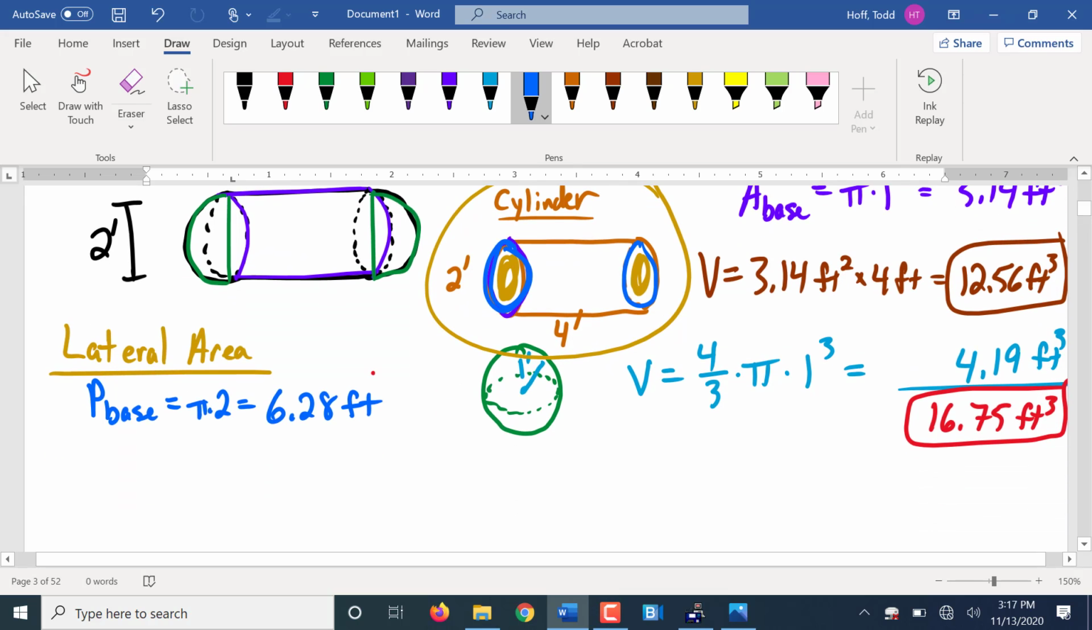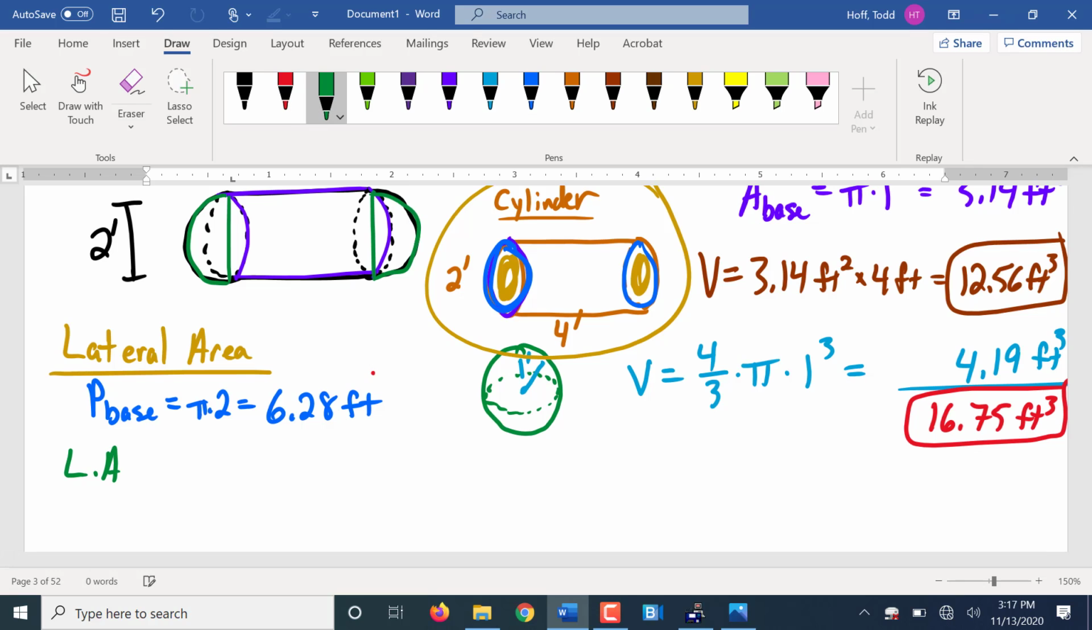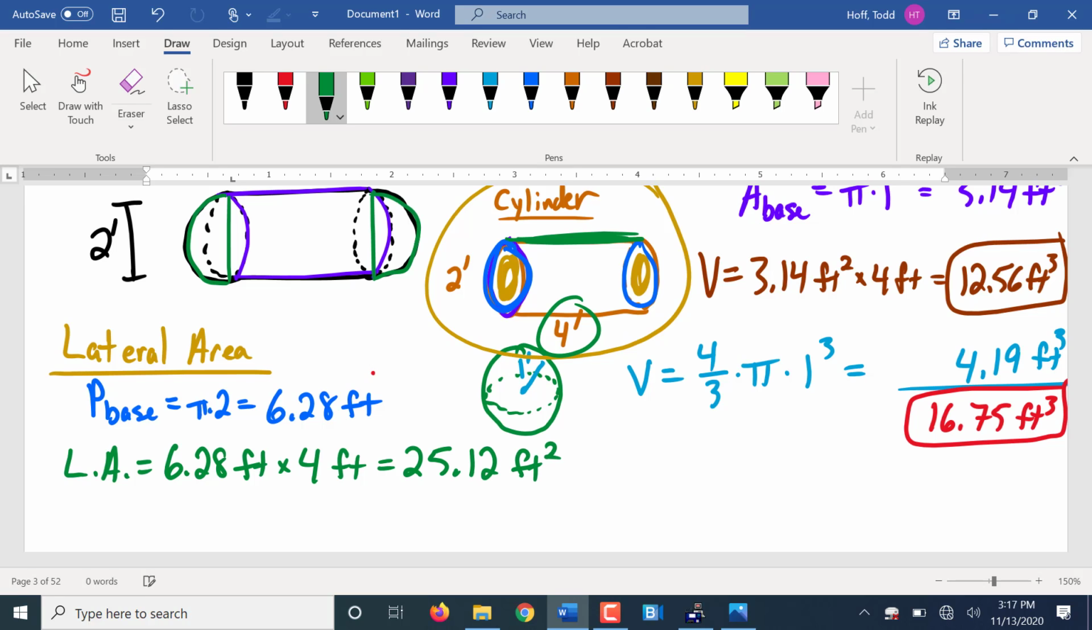Do I need to find a slant or anything like that here? No, this is a regular shape. My lateral area is the perimeter of the base, 6.28 feet, times the 4 foot of height. What does that give me? 25.12 square feet. So that's the lateral area.